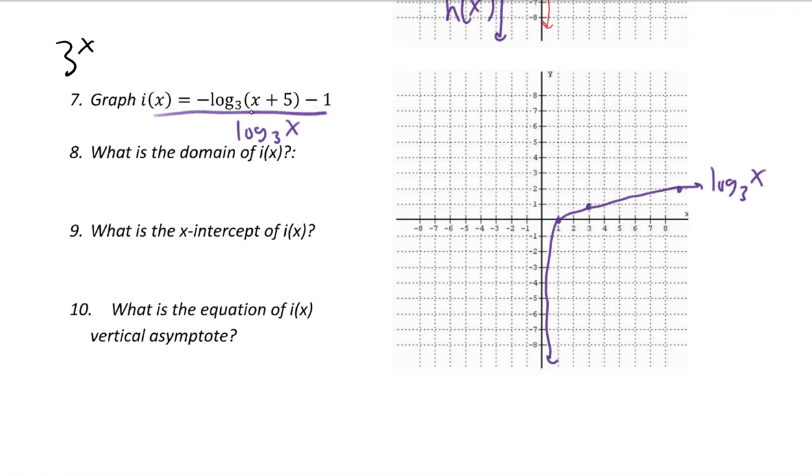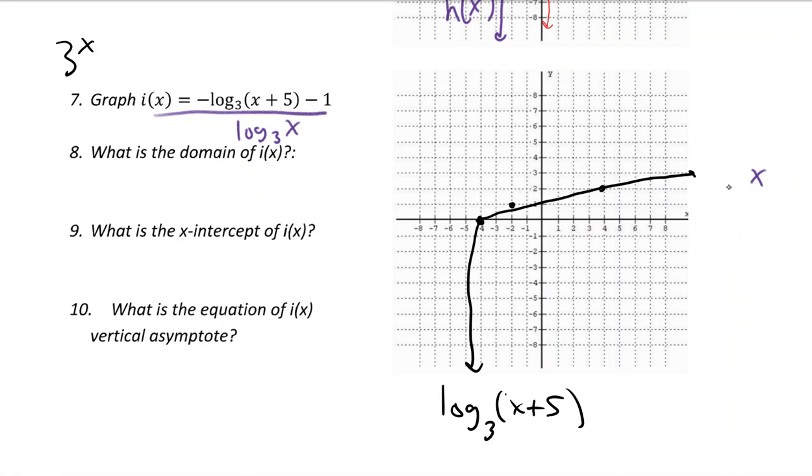If I plug the number in for x, the first thing I have is plus 5, so that would shift it left 5. So take some of these points that you found, count left 5. Okay, so now I know what log base 3 of x plus 5 looks like. I don't need the parent function anymore.